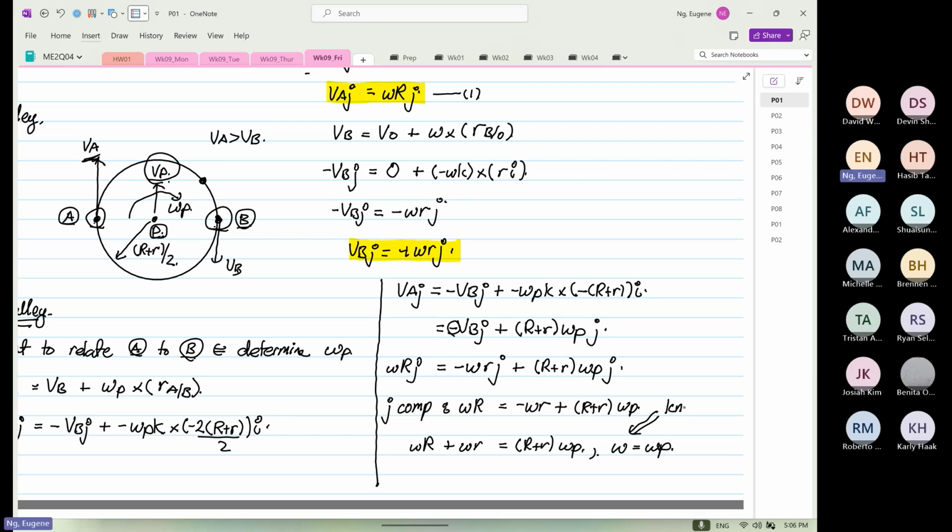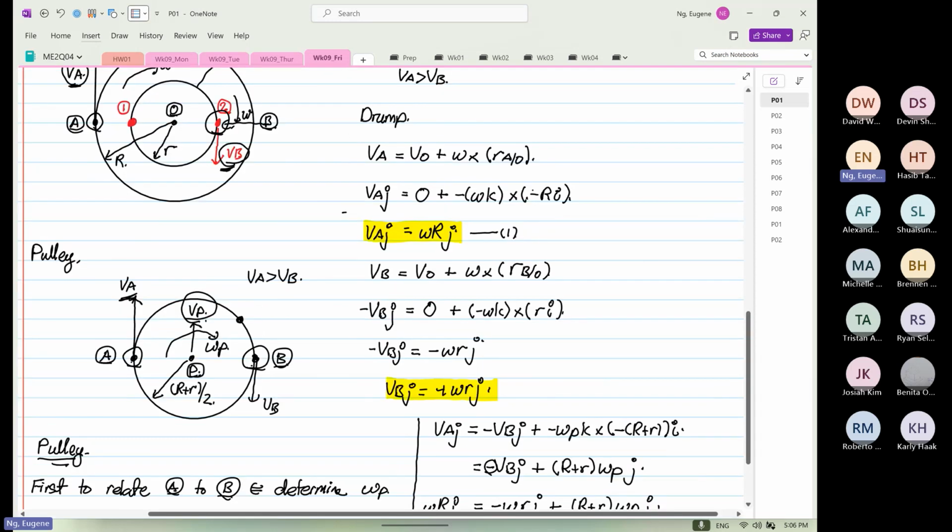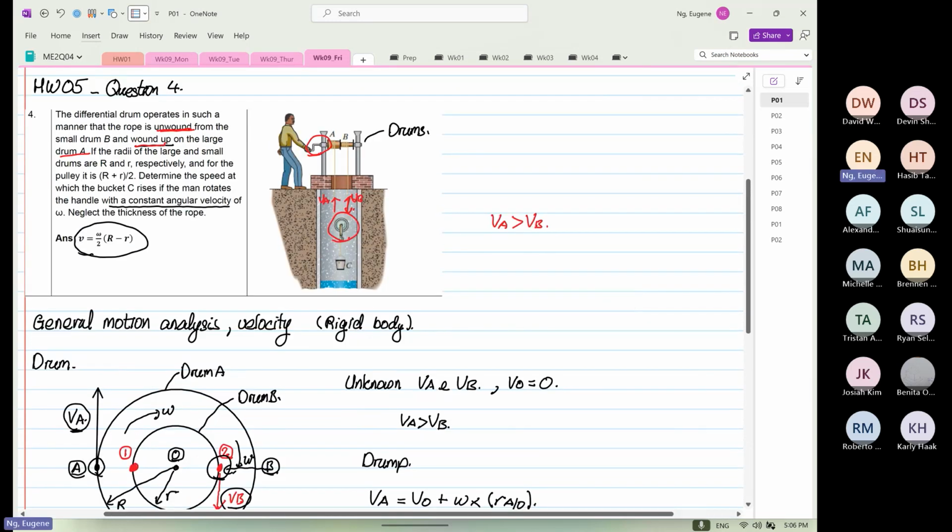So why do we want to relate this? Because this is a known what? Known value, right? So known value means this is known, right? Neglect a not neglect, handle with a constant velocity of omega.